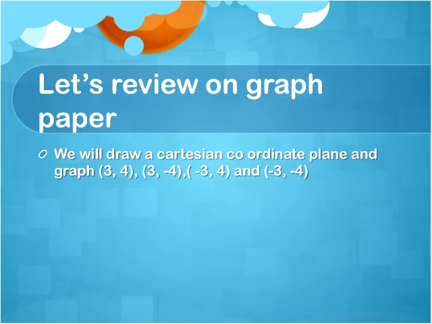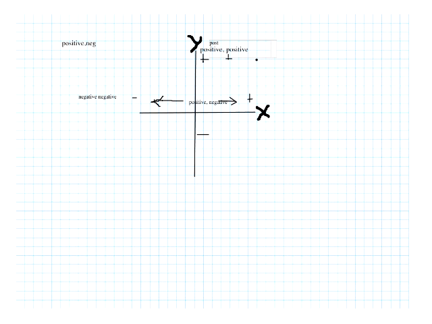We'll draw a Cartesian coordinate plane, and we're going to graph (3, 4), (3, negative 4), (negative 3, 4), and (negative 3, negative 4). So we're going to have one in each one of those quadrants. When we go back to our graph paper, we'll see where those fall. We should see that positive 3, positive 4 goes in positive, positive; positive 3, negative 4 goes in positive, negative; negative 3, positive 4 goes in negative, positive; and negative 3, negative 4 goes in negative, negative. So we're going to look at 3, 4 in each one of those sections of the coordinate plane.